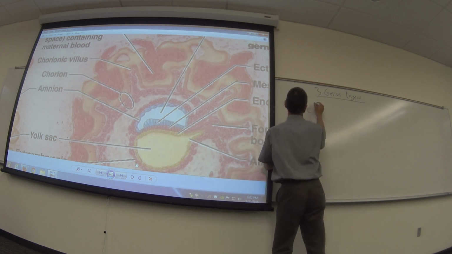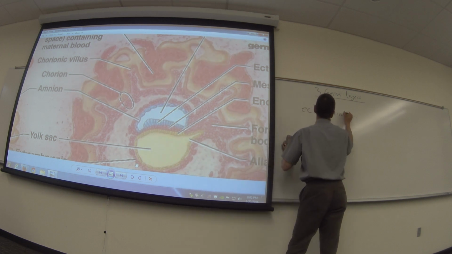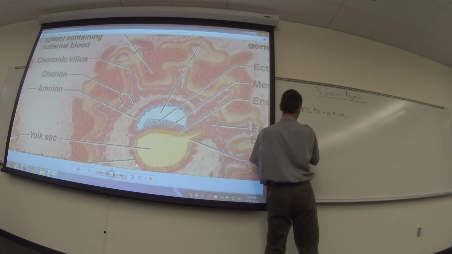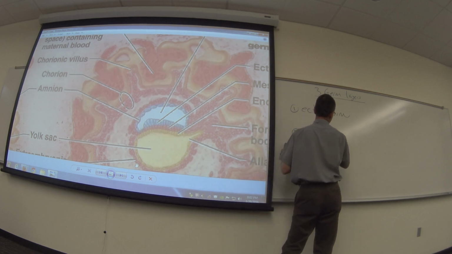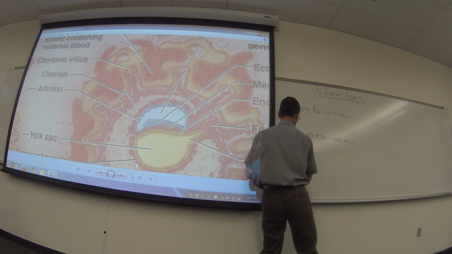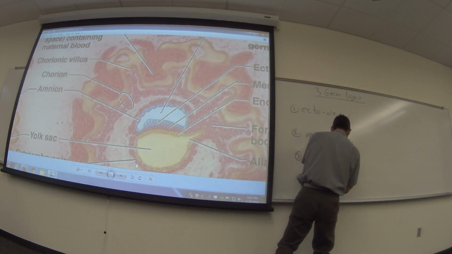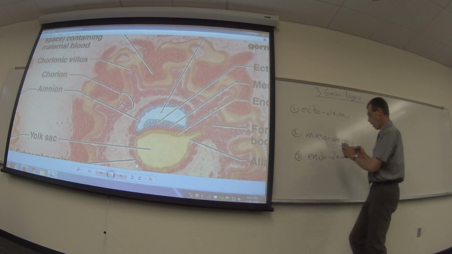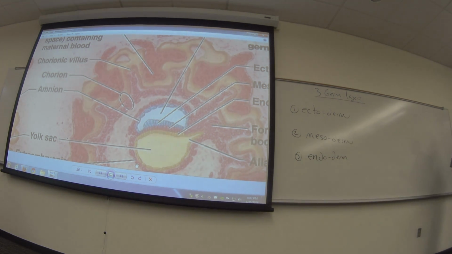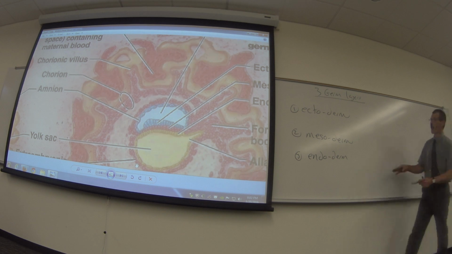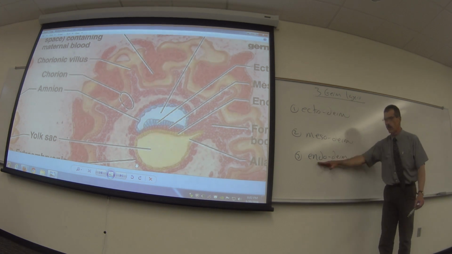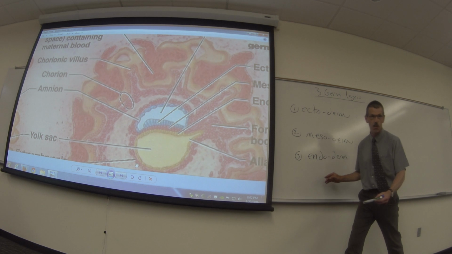All right, here we go. Each one ends in the same suffix, which is derm. All you have to know is the beginning words. So we have ectoderm, mesoderm, and endoderm. Medical terminology, what does derm mean? Skin or layer, right? So outer layer, middle layer, inner layer is basically how we're naming these.